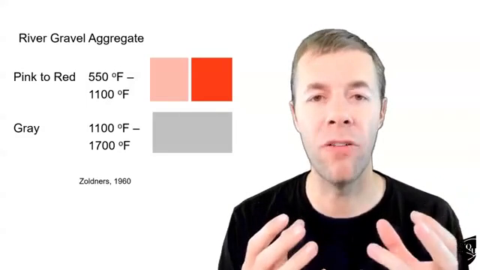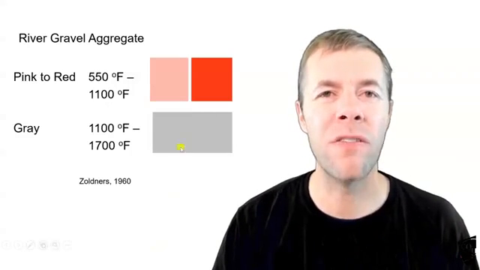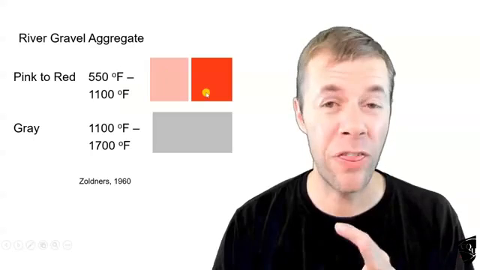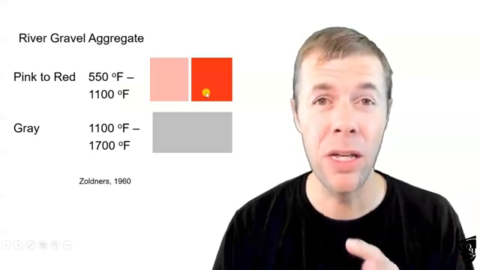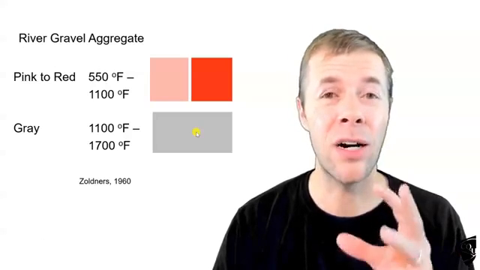For example, a river gravel, a siliceous aggregate, when it gets to around 550 degrees Fahrenheit, starts to turn pink. When it gets to about 1,000, it gets to a bright red. And if the material turns gray, it's game over. It's deteriorating heavily after that.